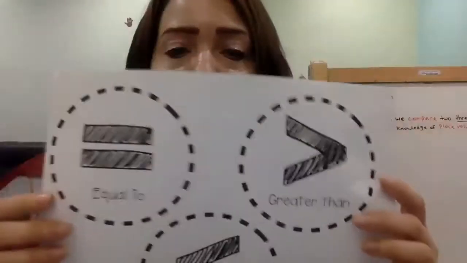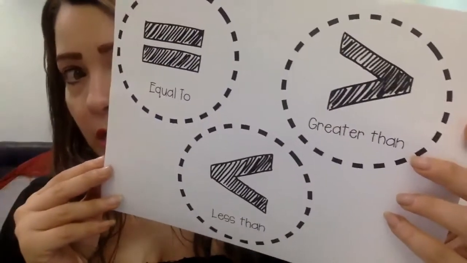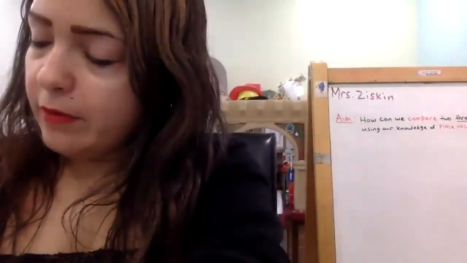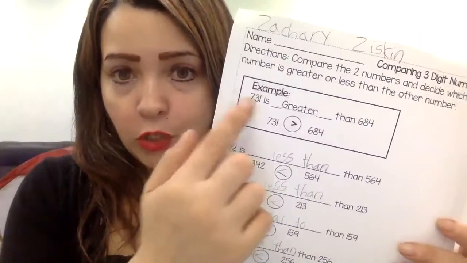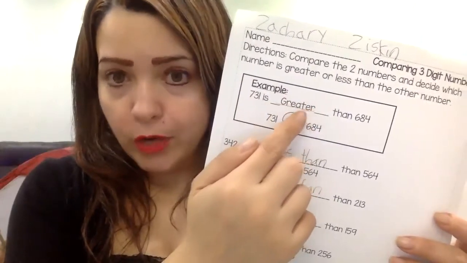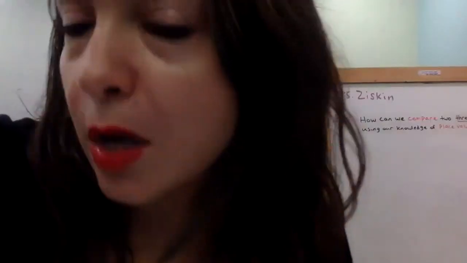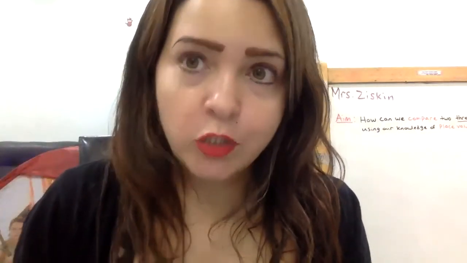I also have this sheet as a reminder that they're going to be told that they can cut out and paste into their math notebooks as a reference sheet. So they're going to be given a worksheet, which looks like this. They're going to have to write their name and use both words, either greater, less than, or equal to, and the appropriate symbols.